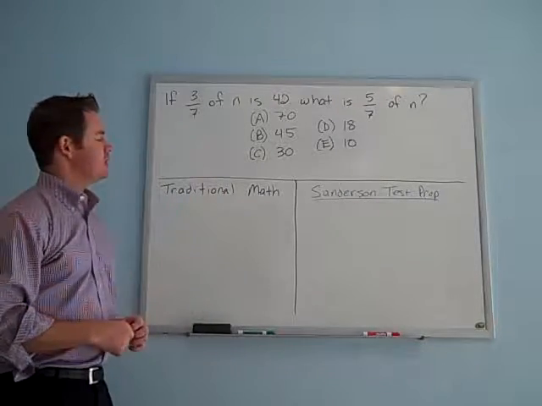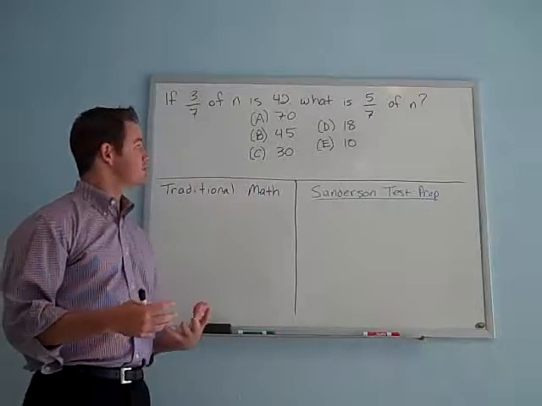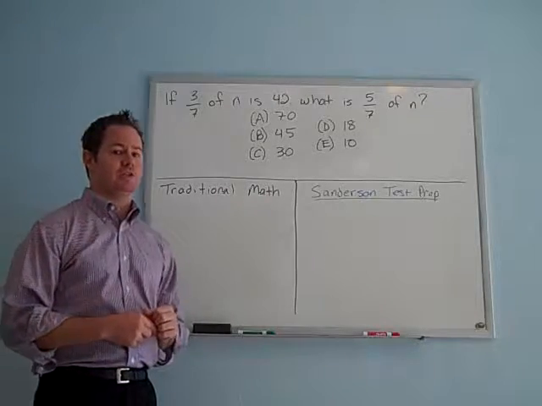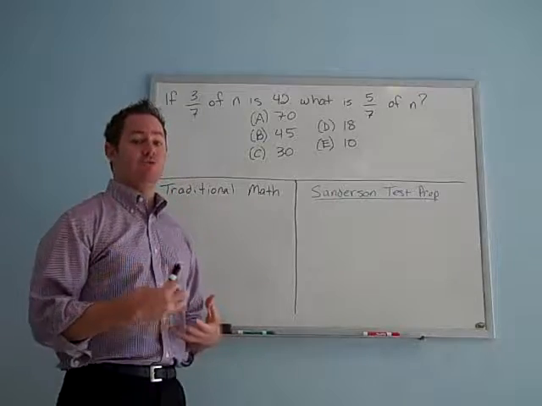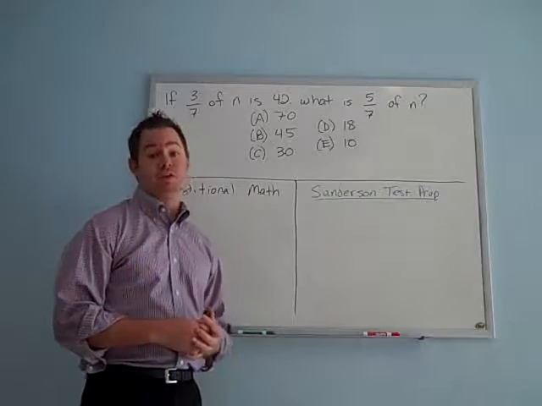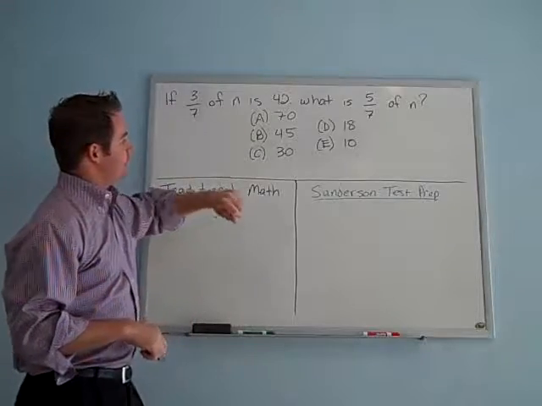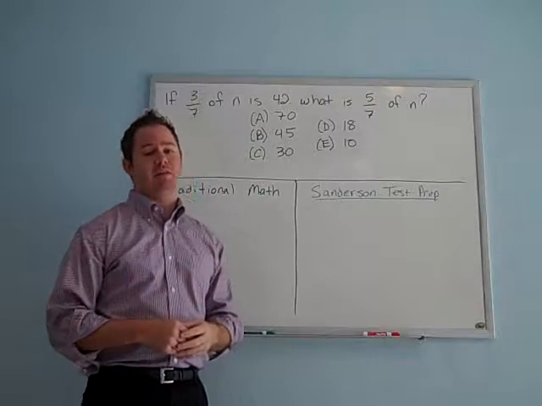So at an initial glance, we see that we have fractions and we have variables, which means complex math that we would have to deal with in answering this question using traditional math. So let's start with our Sanderson test prep approach and see if there's a more strategic, more logical way that we can break down this problem. 3/7 of a certain number gives us 42, and they want to know 5/7 of that number.